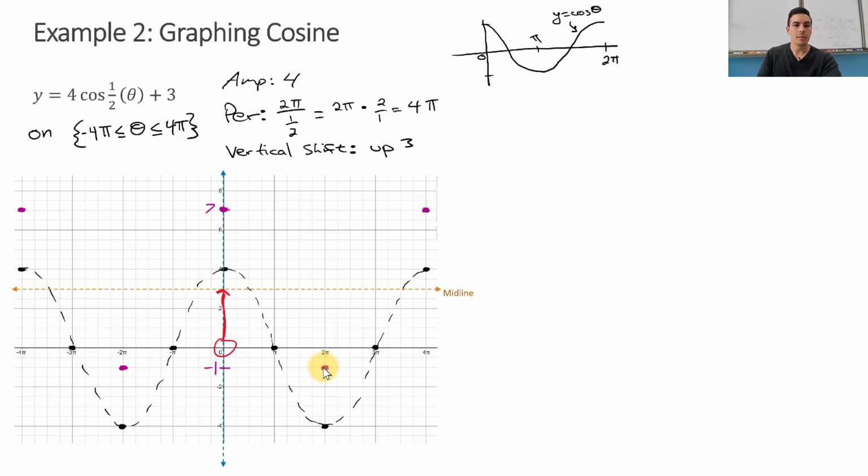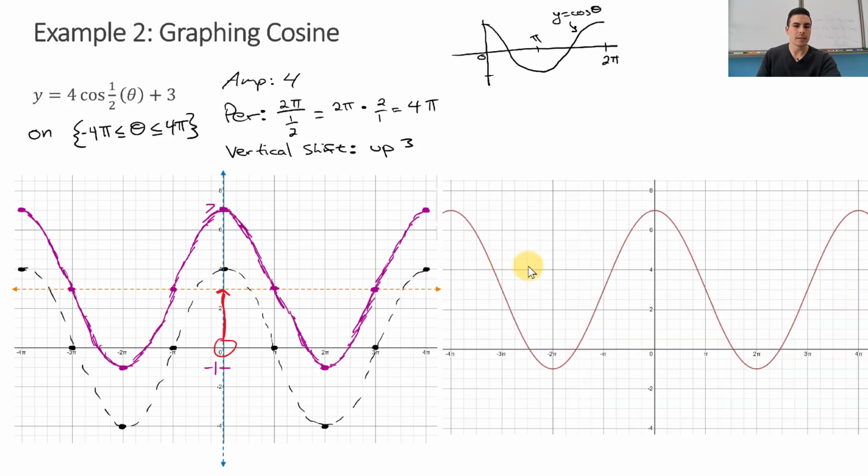All right, now from here, we can just go ahead and, at the midpoints, plot our midline. So in between each max and min, we're going to have a midline intercept. That's going to be halfway in between each. And we can go ahead and connect all of my plotted points. And this is what my graph would look like. And a little bit cleaner version of that would look something like this.